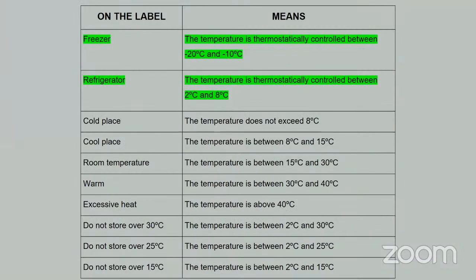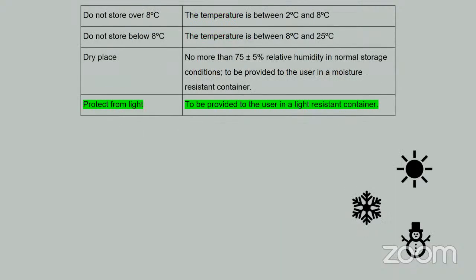So as you can see, what's the meaning of freezer, to keep in freezer in the product leaflet, or to keep in refrigerator? As a general guide, freezer means -20 to -10 degrees Celsius. Refrigerator means 2 to 8 degrees Celsius. And the one I'm going to focus on is protect from light. Some of the medications have to be protected from light, which is a very important storage condition. Some products might lose their efficacy if exposed to light.